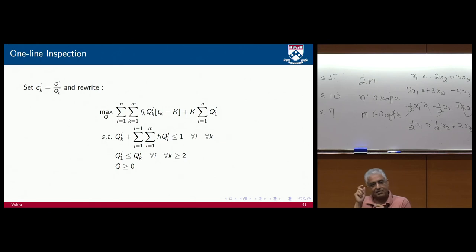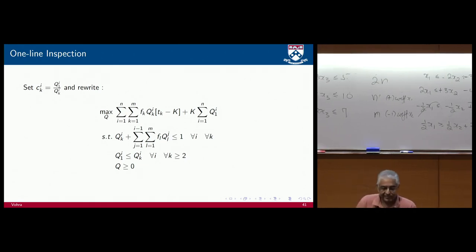Well, now let's think about box number one. Suppose the type that's reported is low. Should we still allocate the object? The answer is no. There's an opportunity cost to allocating the object: if you give it to box number one, you may not be able to give it to box number two.